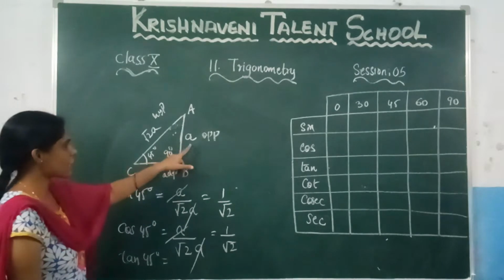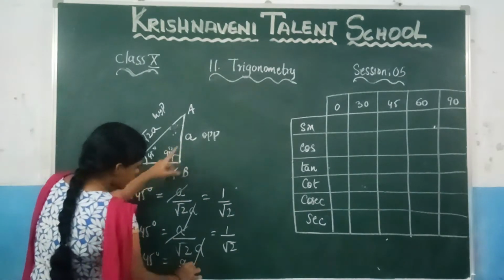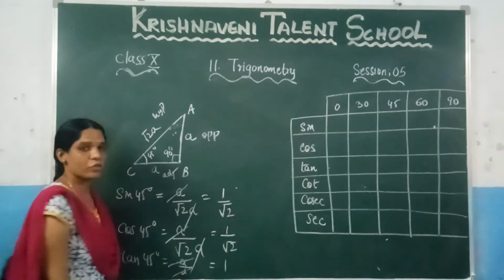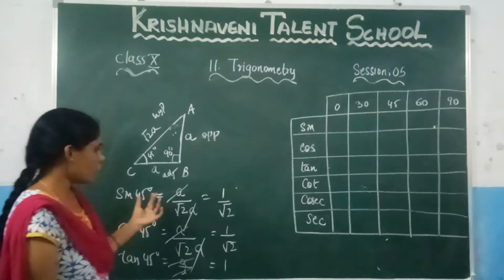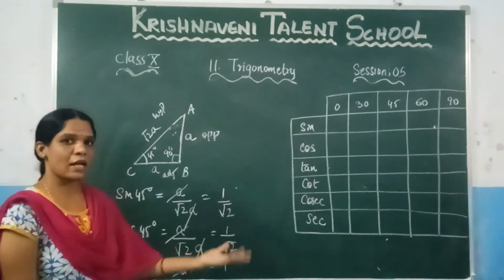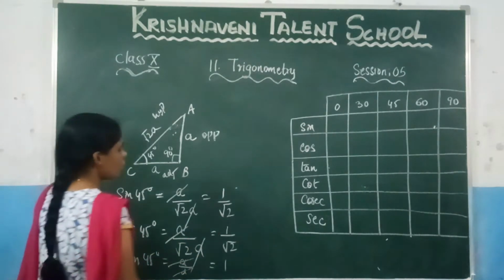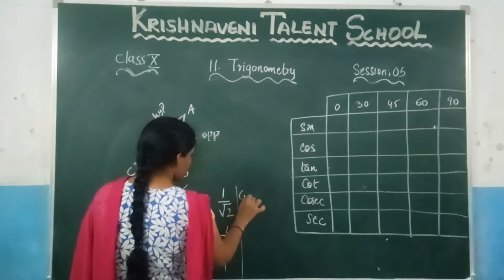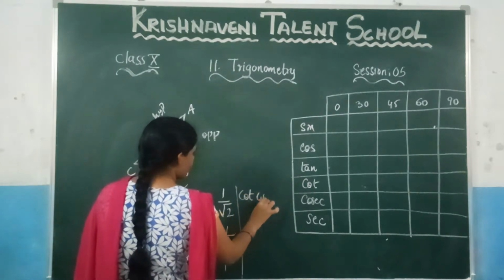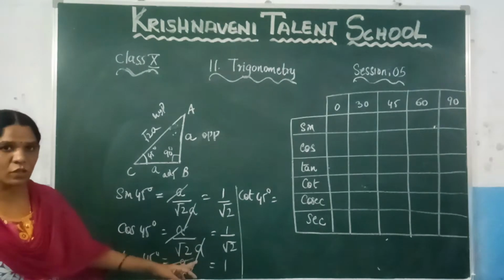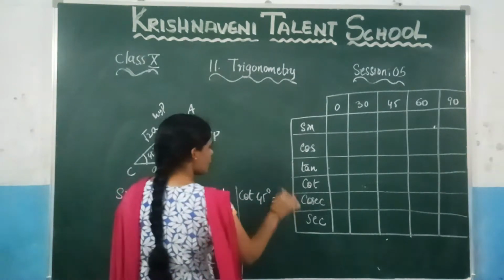What is the opposite side? A. And what is the adjacent side? Again a. These two will get cancelled and you will be left with 1. Now if you find these three, you can write the other three by taking the reciprocal of these values. So what is the value of cot 45? Which is nothing but the reciprocal of 1. What is the reciprocal of 1? 1. So we will write it as 1.